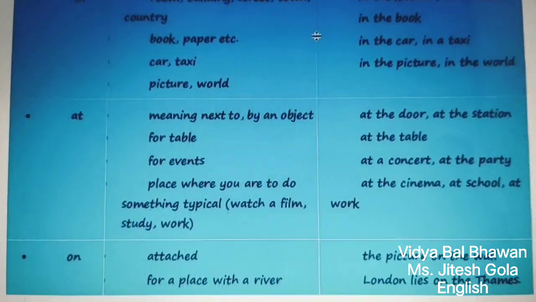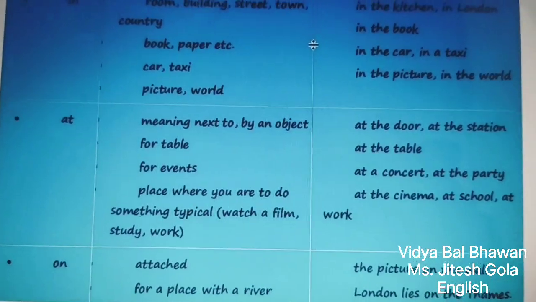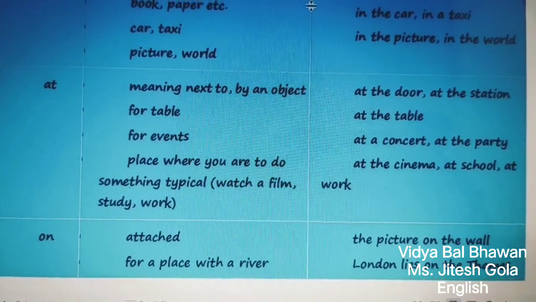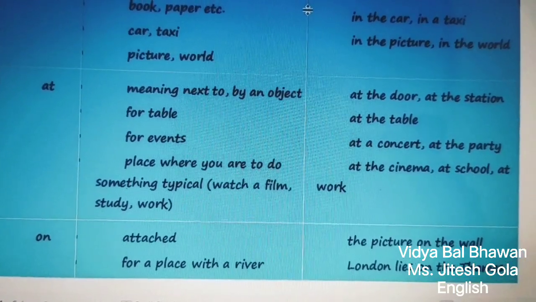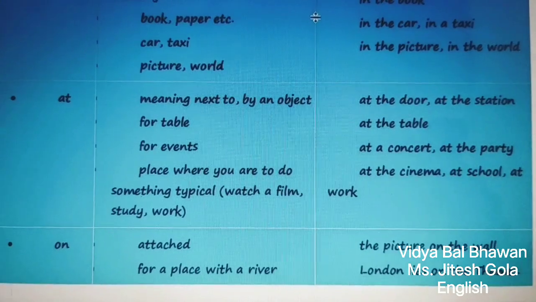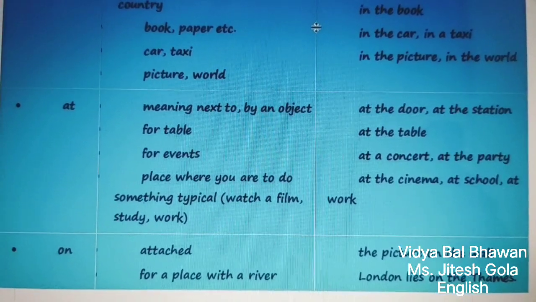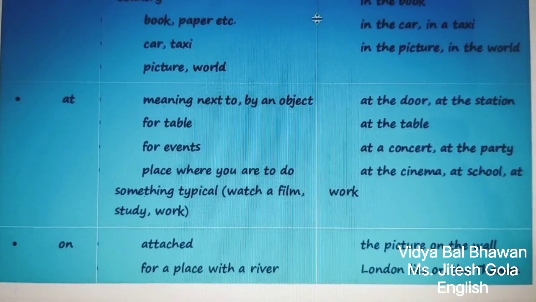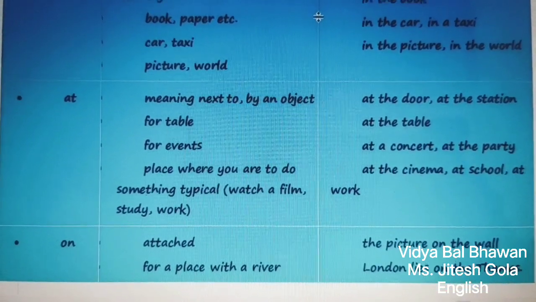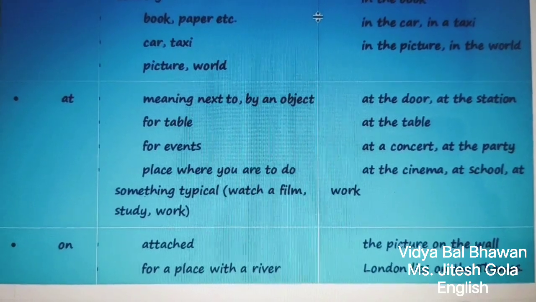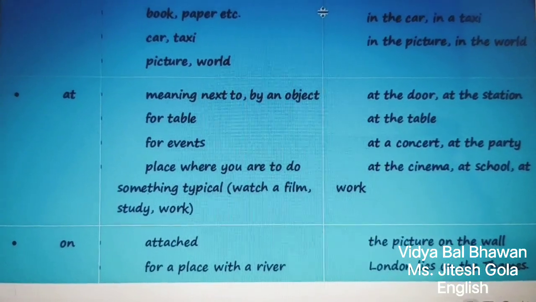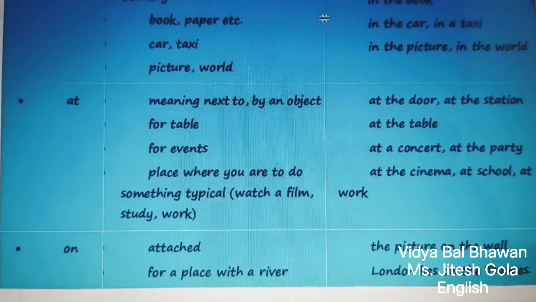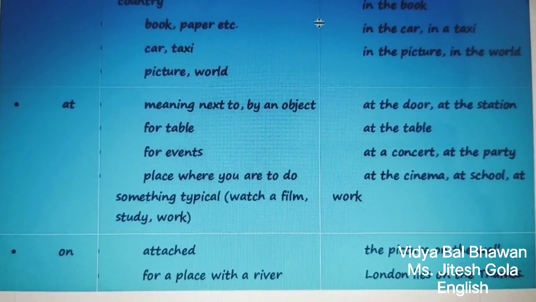Okay, the next one, at, meaning next to or by an object. For example, I have written here, somebody is at the door, or I will meet her at the station. Another usage you can see when you are talking about the relation between the table and the object. For table you can say, the apple is at the table.